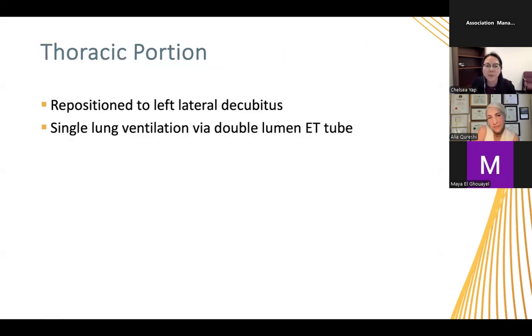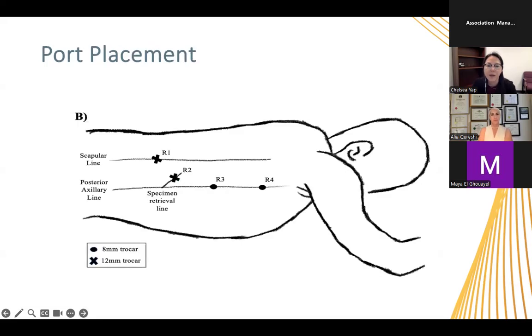Then once we transition to the thoracic portion, we reposition the patient to the left lateral decubitus position. Single lung ventilation is achieved with a double lumen ET tube or a bronchial blocker. Once you reposition the patient, this is how we do our port placements here. The scapular line, we have arm 1, and then between that and the posterior axillary line, arm 2, and then arm 3 and 4 here in the posterior axillary line, and then we'll retrieve our specimen through R2.